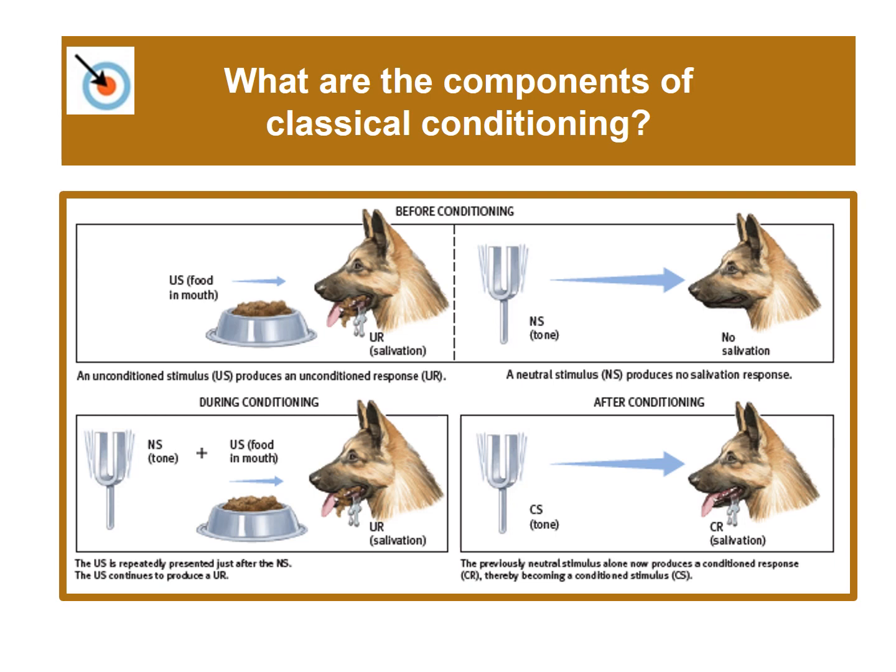So starting over from the beginning, an unconditioned stimulus, which is the US, produces an unconditioned response. A neutral stimulus produces no salivation. The unconditioned stimulus is repeatedly presented just after the neutral stimulus, and the unconditioned stimulus continues to produce the UR, which is the unconditioned response. So then when you ring the tone, the dog produces saliva because it associates it with the food.